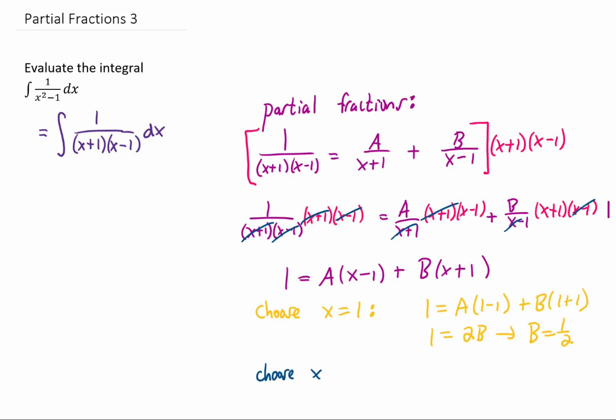Similarly, we can choose x equals negative 1. Plugging that into the equation zeroes out the B term. We end up getting 1 equals negative 2A, or A equals negative 1/2.